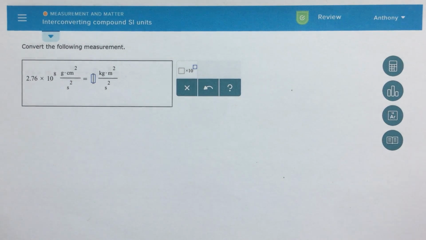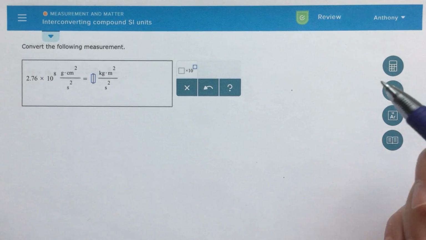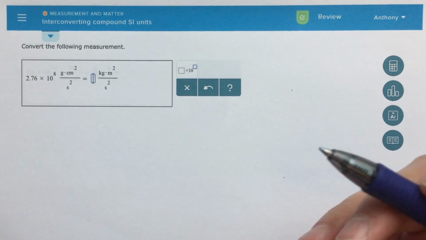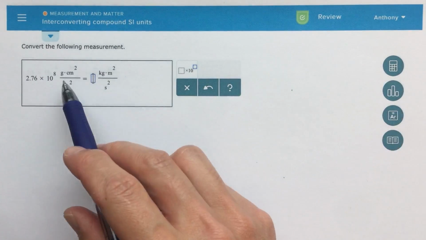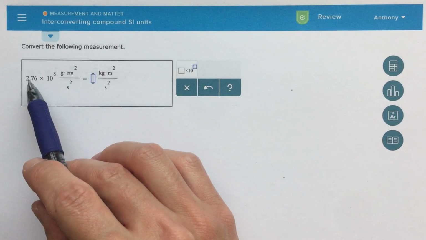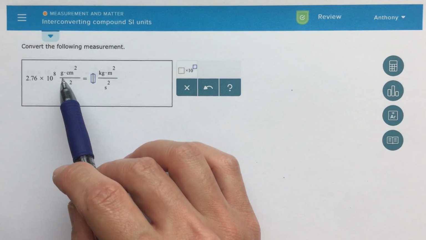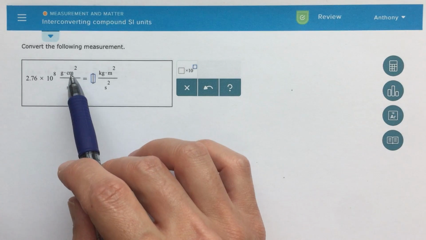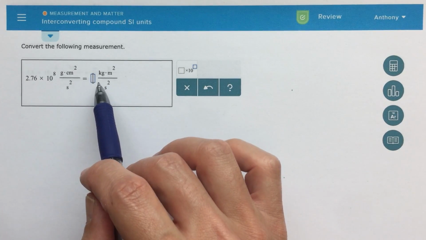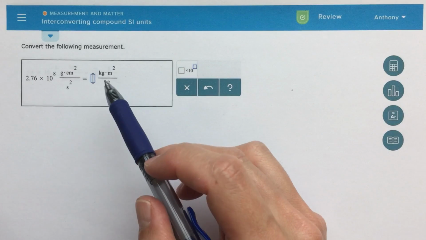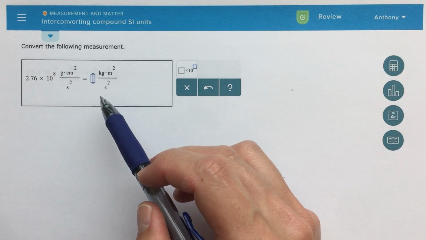All right, so this is an ALEKS topic called Interconverting Compound SI Units. This is basically just a unit conversion, dimensional analysis type problem. It gives us a number with units of grams times centimeters squared over seconds squared, and it wants us to convert to kilograms times meters squared over seconds squared.